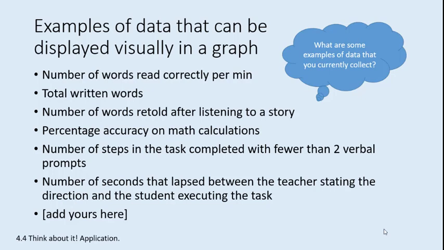Here are some examples of data that can be collected repeatedly over time and displayed visually in a line graph so that decisions can be made. Number of words read correctly per minute, total written words, number of words retold after listening to a story, percentage accuracy on math calculations, number of steps in the task completed with fewer than 2 verbal prompts, number of seconds that lapsed between the teacher stating the direction and the student executing the task.